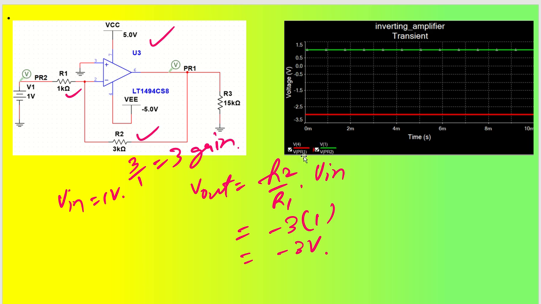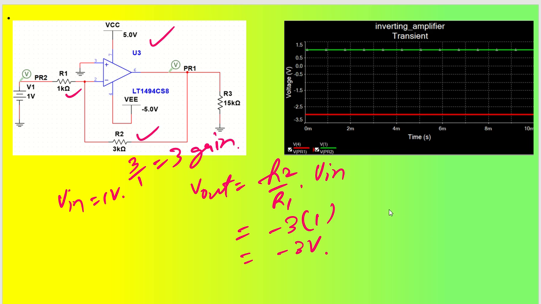You can see here the red color PR1 and the green color, which is 1 volt, 0.5, 1, 1.5. So this is my input voltage, the green color, which is 1 volt. The output is expected to be how much? Minus 3 volt. You can see this is 0, and like that it is minus 3 volt. So the red color is minus 3 volt, that is your PR1.